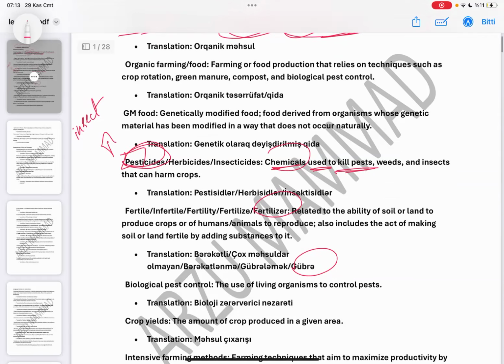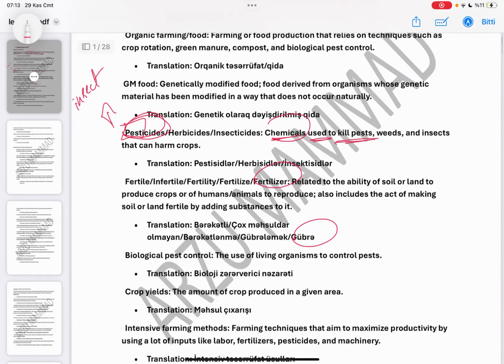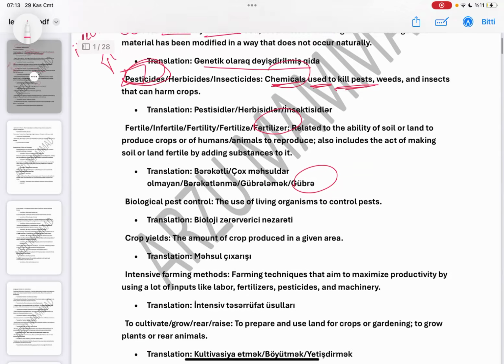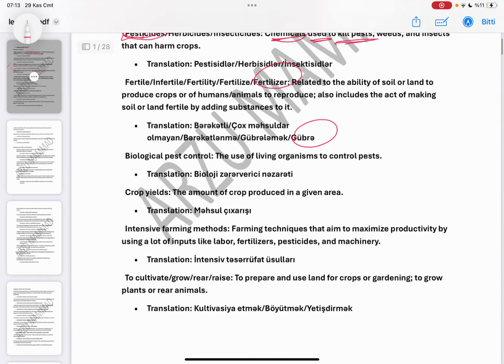Organic farming food, I think that's pretty simple. GM food, just remember it, it is genetically modified food. Genetically modified, okay? Modified means changed. It means they have changed the genetics of this food. You can see also its translation here, so I'm not going to give the translations in this video.